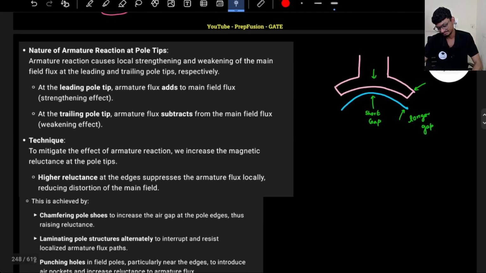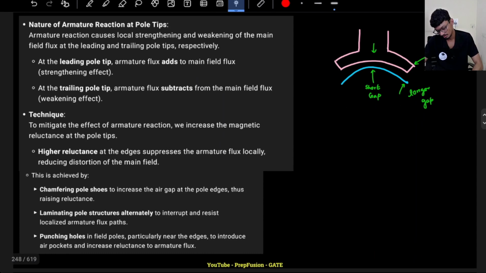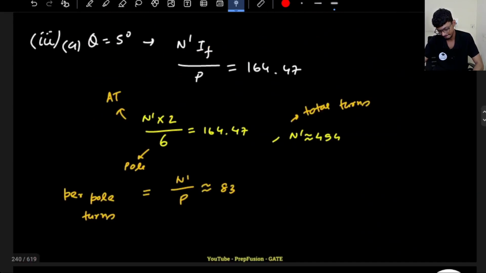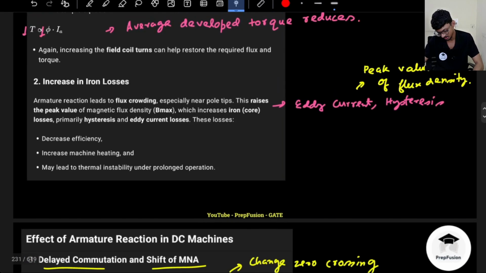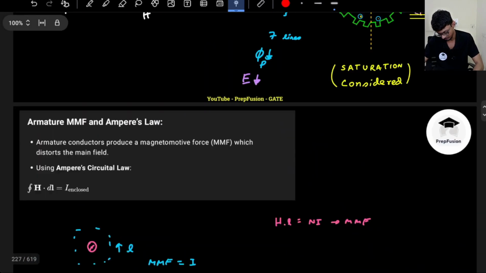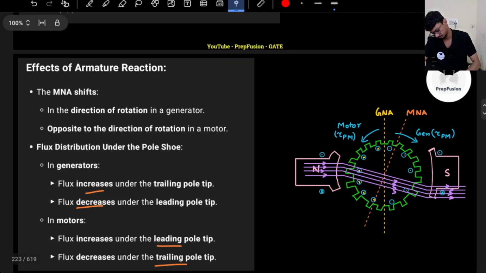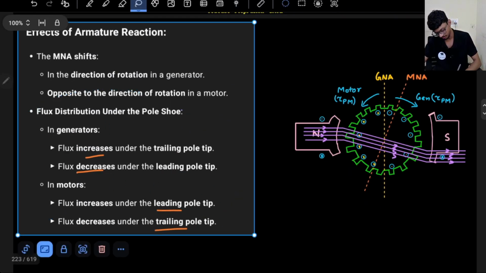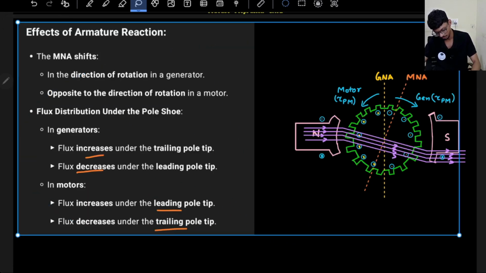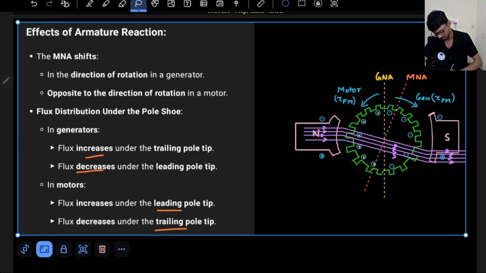Okay, one more thing, let's discuss the nature of armature reaction at the pole tips. What is the nature of armature reaction at the pole tips? If I go back, we summarized one thing about armature reaction at the pole tips. I guess if you remember, where is it? Here. So this was the summary.